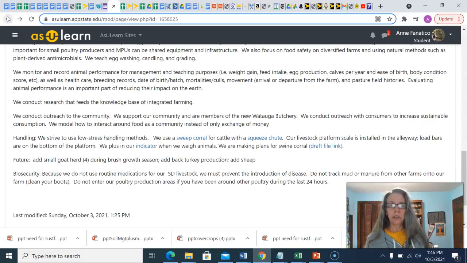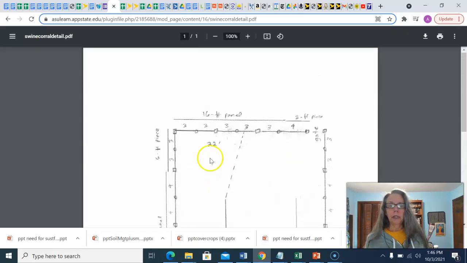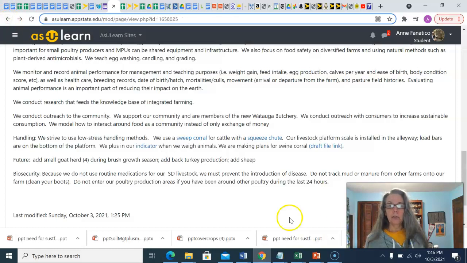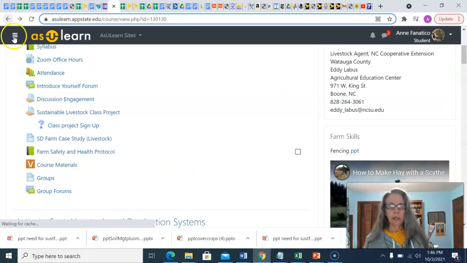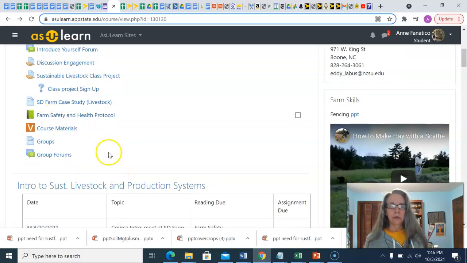So these are some materials that give you an idea of how our facilities work, and also the plan that we're making for our swine facilities. So this is our case study that has those materials on it, and this is the farm safety.